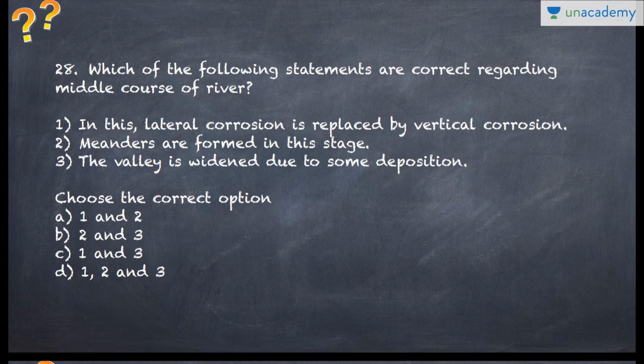Okay, now let's come to the 28th question, which is talking about the middle course. This is beautifully given in Goh Cheng Leong. Please find it out and see what is happening. This lateral corrosion is replaced by vertical corrosion. That's actually wrong. If you find it out, you'll understand it.